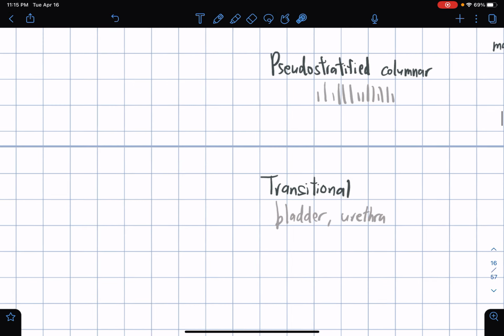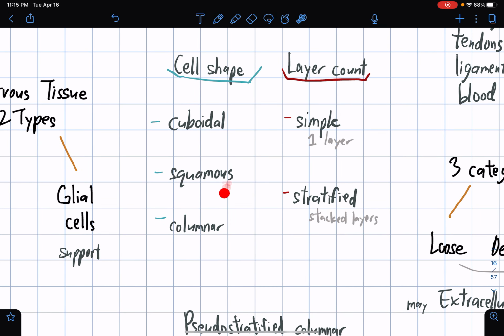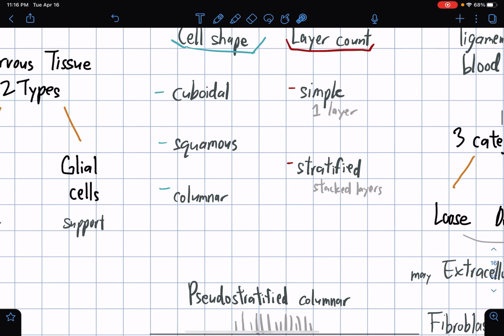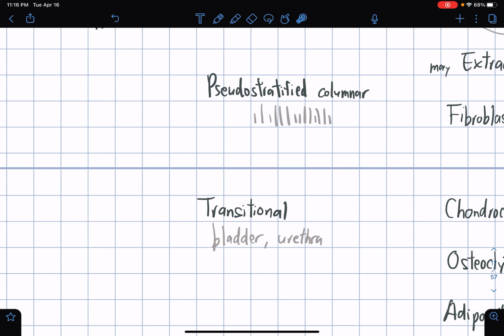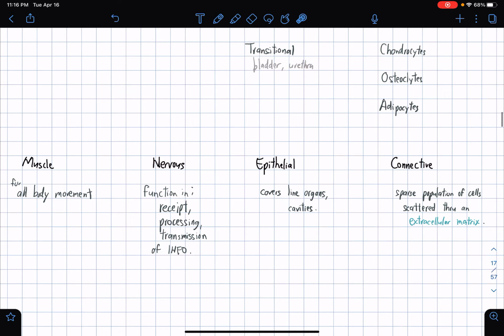We have another specific type. It doesn't utilize any keyword from the cell shape and layer count. It's uniquely called transitional. So transitional epithelial tissue is found in the bladder and the urethra exclusively. Basically the urinary system.